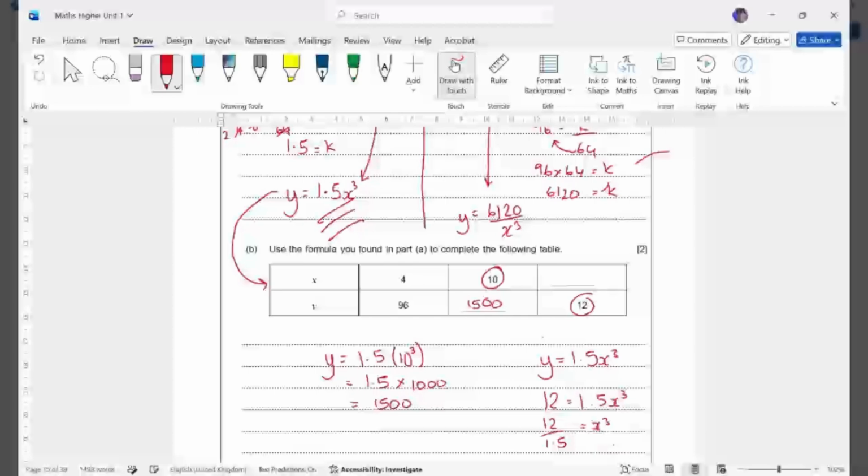That becomes 8. So x cubed is 8. And therefore, to find x, we'd need the cubed root of 8. So x would be 2. That is very, very, very tricky.